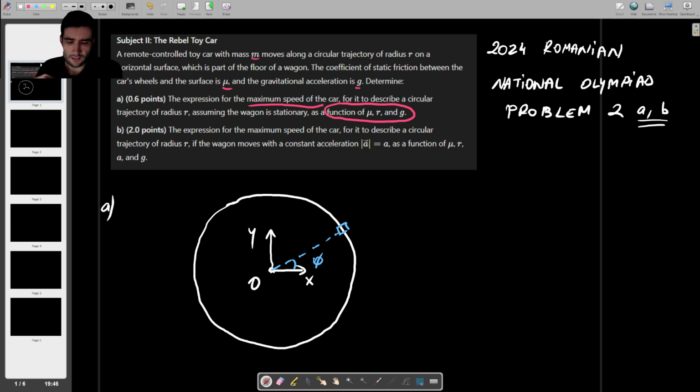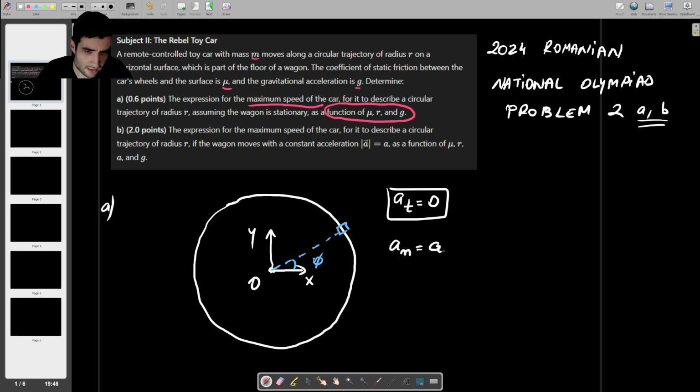So let's try to understand what kind of forces are acting on the car in this moment. So the car has to be in uniform circular motion, which means that there is no tangential acceleration. But there is normal acceleration, and there has to be normal acceleration. In this case, it's also called centripetal acceleration, and we can use the formula v squared over r, and that centripetal acceleration is acting towards the center of the circle like this.